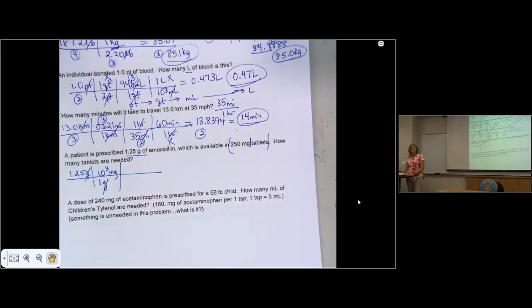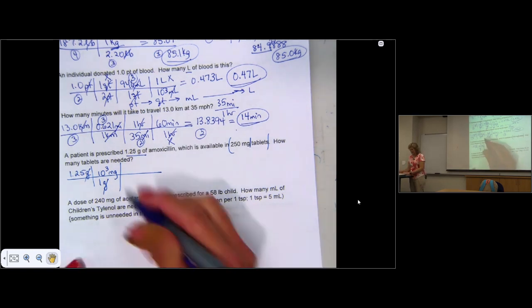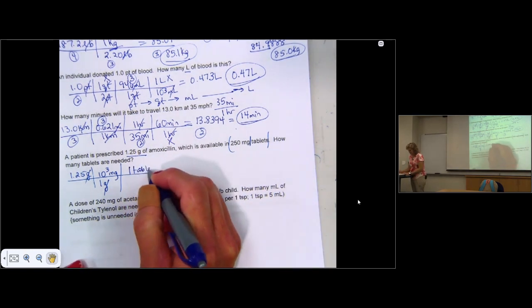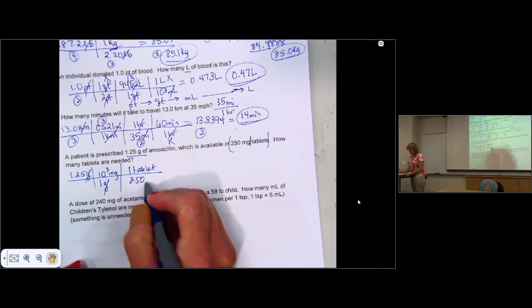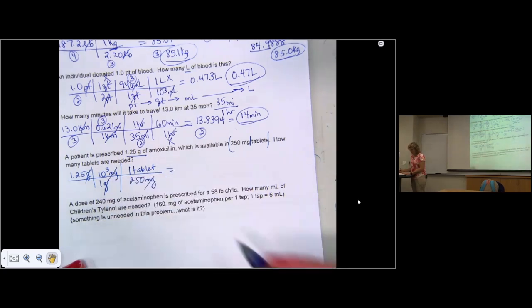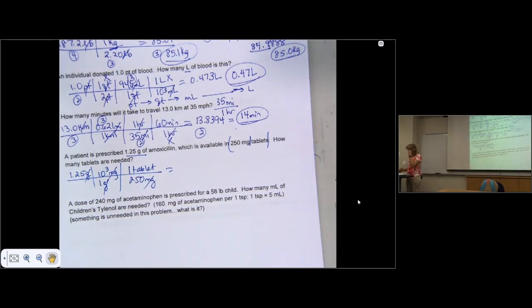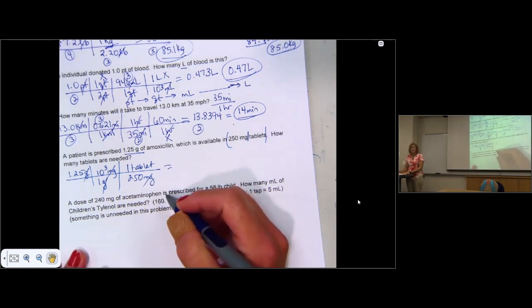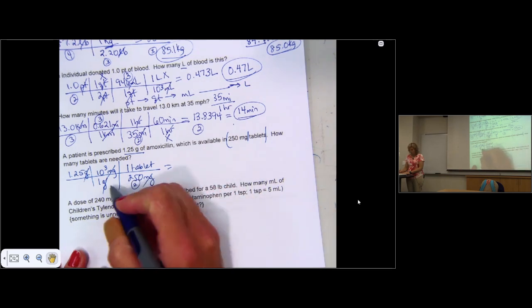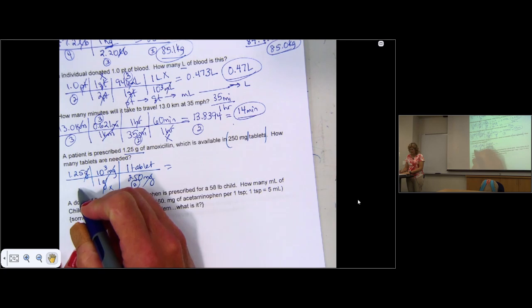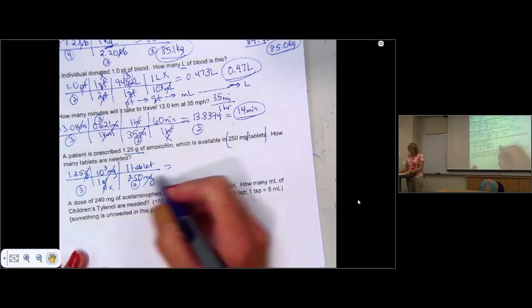And then what? What goes on top next? One tablet. And then what? 250 milligrams. Good job. Sounds like you guys have been studying. All right, run your numbers, and how many significant digits should we have in our final answer? 2. Where does that come from? 250. This has only 2. Does this count? No. Does this count? For 3, and so the answer can only have 2.